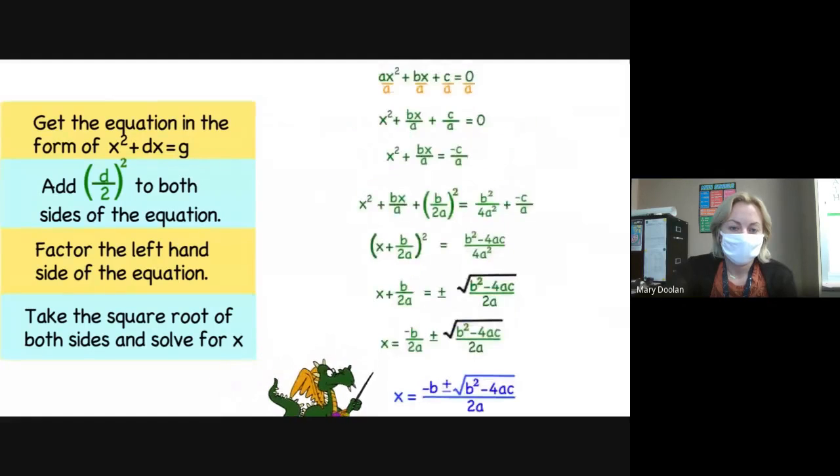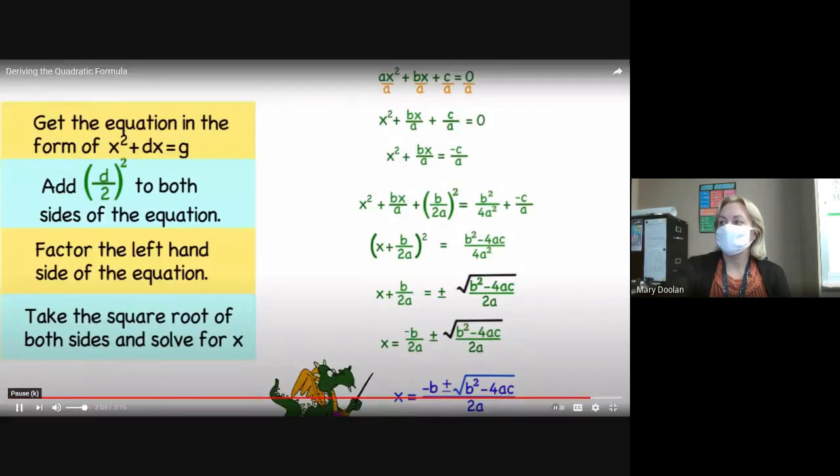Not only is it fun to see where the quadratic formula came from, but this way, if you forget it, you can recreate it yourself. Okay, so I was just showing you that so you can see where it came from. It looks really foreign if you didn't see that it's derived from that original equation, the general form.